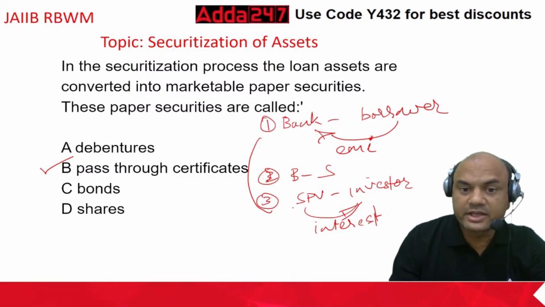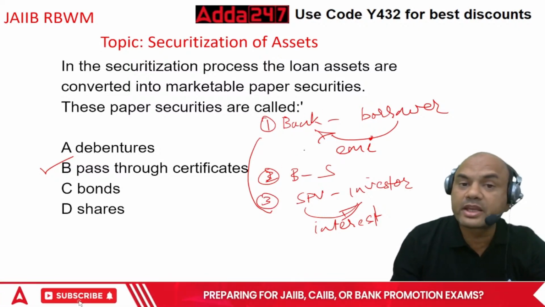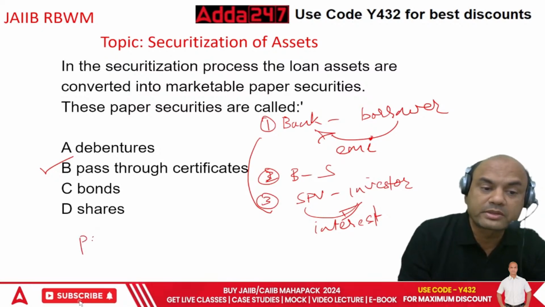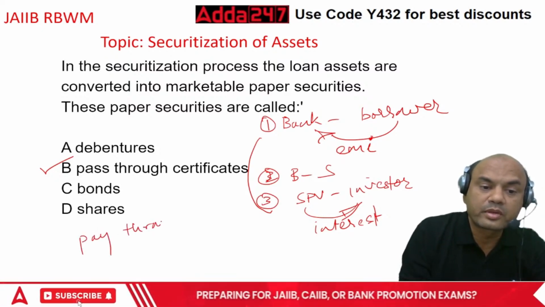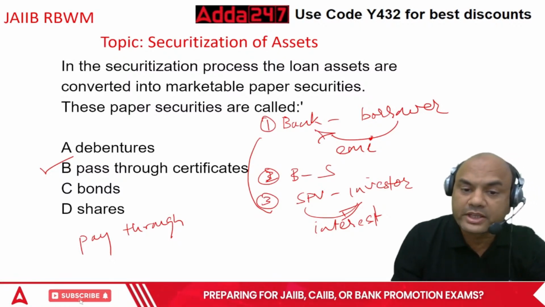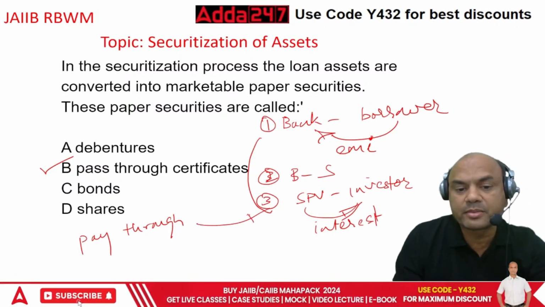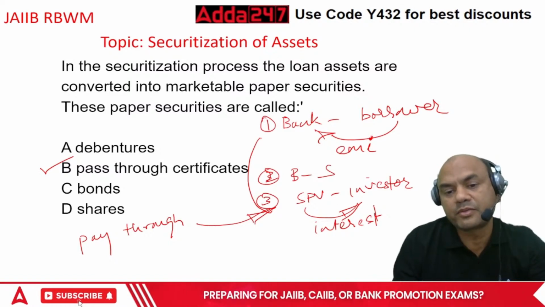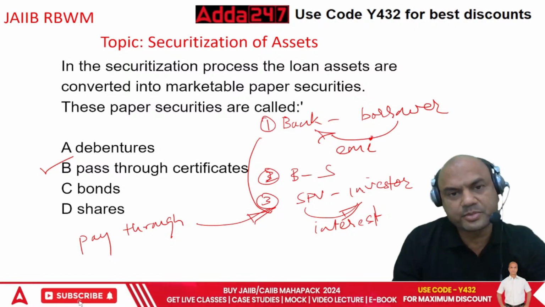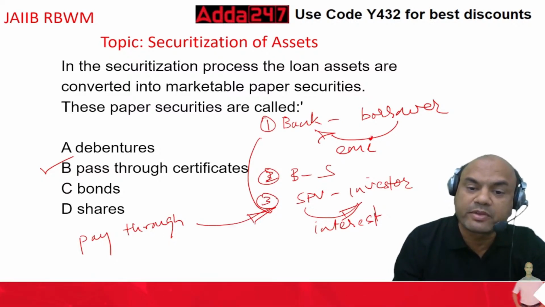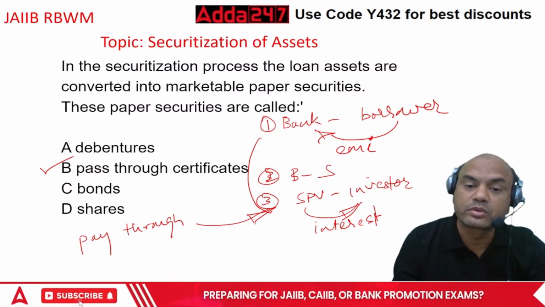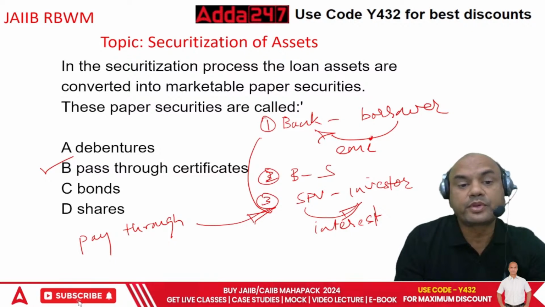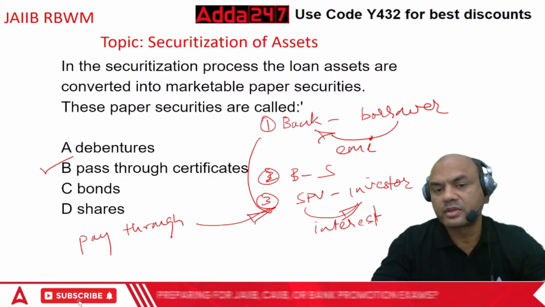If the bank doesn't give the interest to the SPV, how will the SPV give the interest? So this is known as pass-through certificate. There is one more, that's called pay-through. What is pay-through? In pay-through, the SPV takes the guarantee of payment of interest: whether the bank gives me the interest or not, I will give you. In pass-through, it does not take the guarantee. It passes it on to the bank. So that is known as pass-through certificate. Got it?